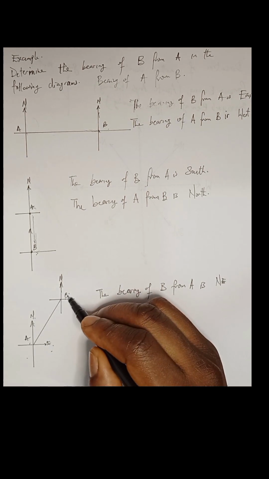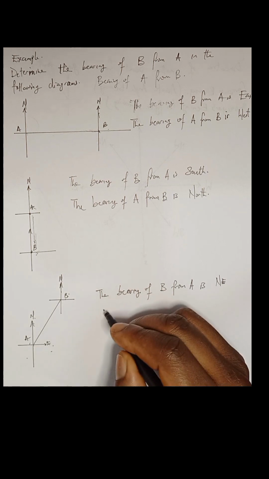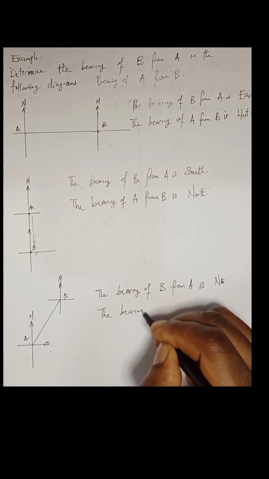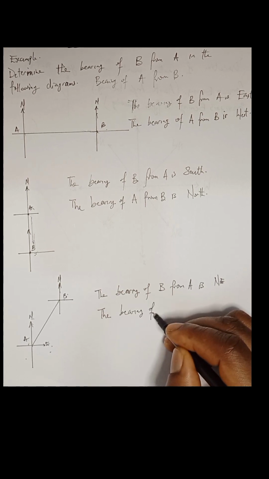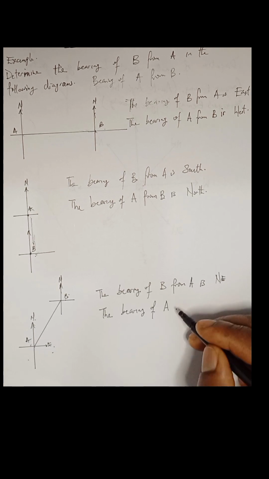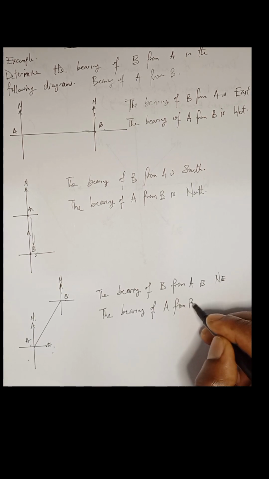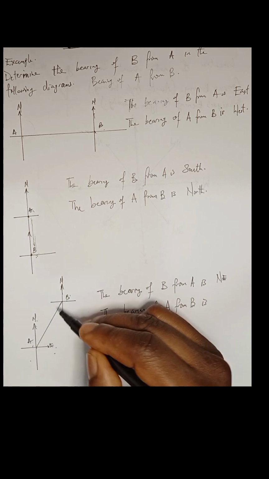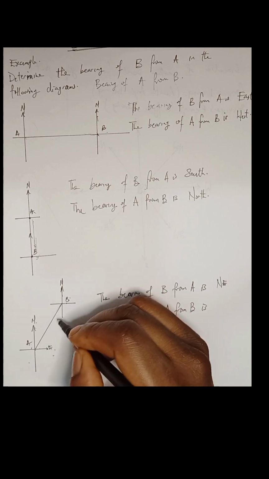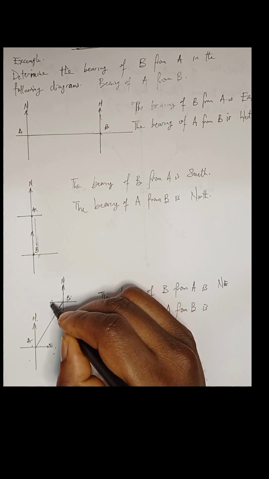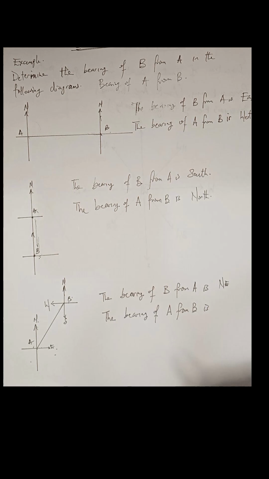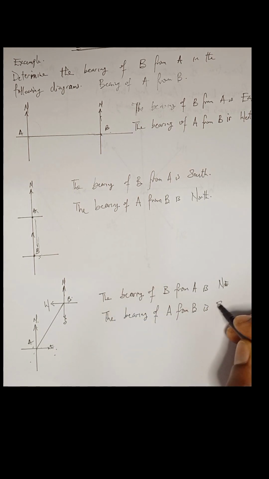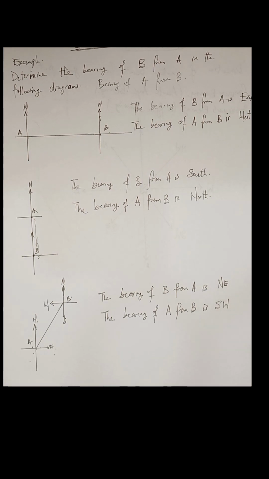Also, if I am at B and I'm going back to A, the direction of A from B is, I'm going down south, but in what direction of the south? This is south, and to my left is west. And so that means the bearing of A from B is southwest.